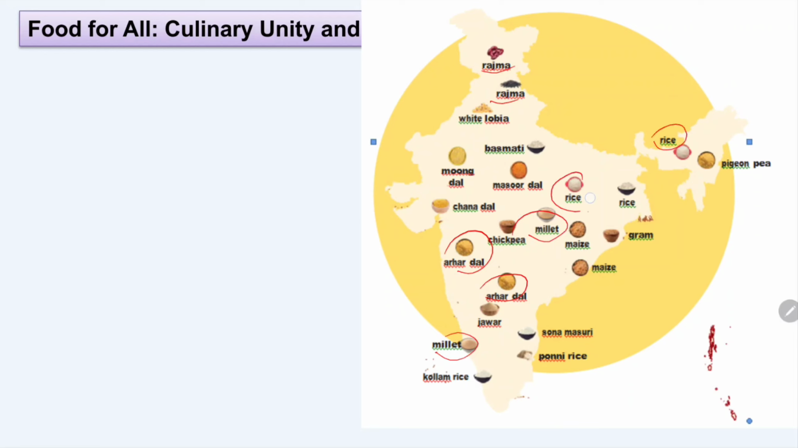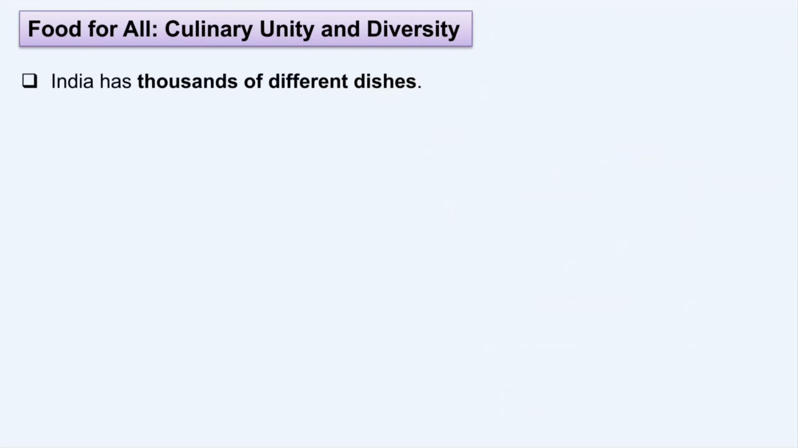Like you'll find rice here, again you'll find here Ponni rice, again you'll find here white lobia, isn't it? Basmati rice. So in every place they used to eat the same kind of thing, but the way they prepare them is different, and that brings a very different taste. That is why we have diversity in food, but yet the ingredients are common. That means we are united, isn't it?